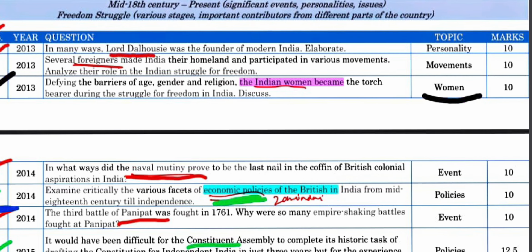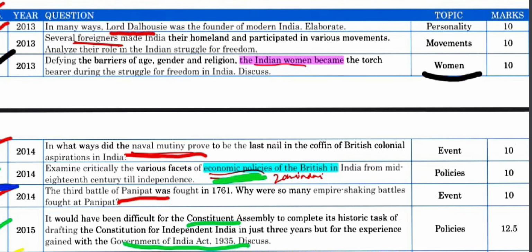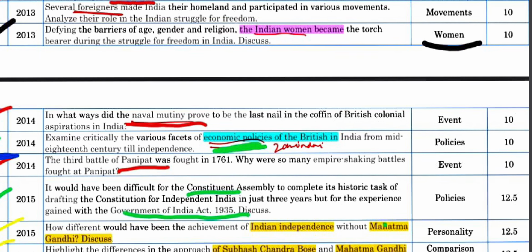The question is simple. They are asking that despite these barriers of age, gender and religion, the Indian women were the torch bearers during the struggle for freedom in India. So this can be addressed in a very lucid fashion. You can come up with several examples to discuss the 3 themes, which are age, gender, religion, and the contributions of Indian women in the freedom struggle. Honestly, we will be looking through 1 or 2 themes in this video, and then the rest we will be taking later. So the first question is pretty clear.